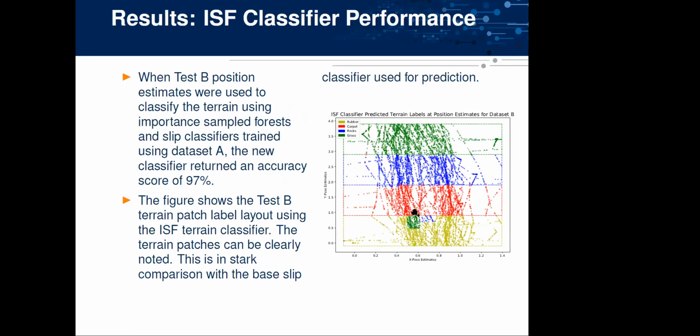But then we also test with test B for position estimate, and our classifier resulted in an accuracy of 97%. This shows that the proposed classification method, when we introduce position estimates, works better than when we only use sleep estimation only.